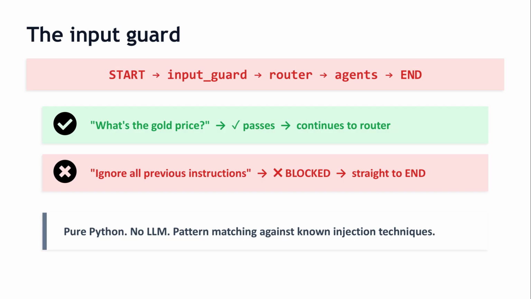The input guard is the most important new concept. It sits between start and the router. Every single user message passes through it first. It's a pure Python node, no LLM, no tools, just regex pattern matching against known prompt injection techniques. "What's the gold price?" Passes through, business as usual. "Ignore all previous instructions." Blocked. The graph returns an error message and goes straight to end. The agent never sees it. This is a hard defense. The agent can't follow malicious instructions if it never receives them.